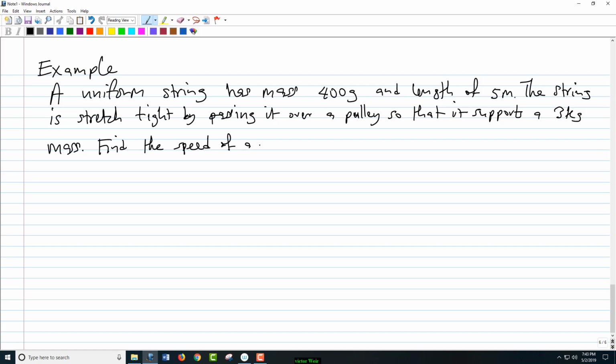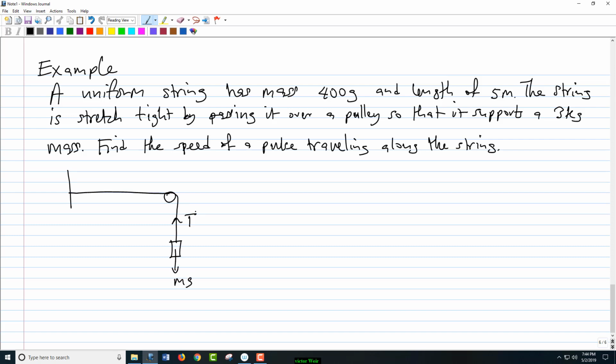Let's look at an example. I will read this example as I write it. A uniform string has mass 400 grams and length 5 meters. The string is stretched tight by passing it over a pulley so that it supports a 3 kilogram mass. Find the speed of a pulse traveling along the string. I've drawn a diagram showing the length of the string as it passes over the pulley and the mass hanging at the end.